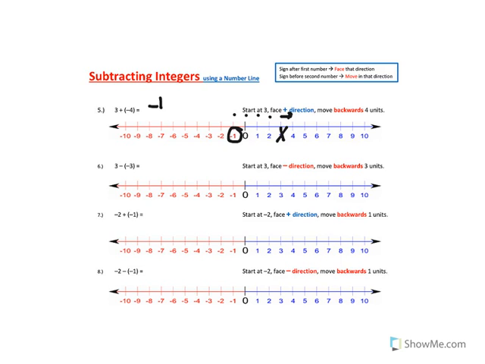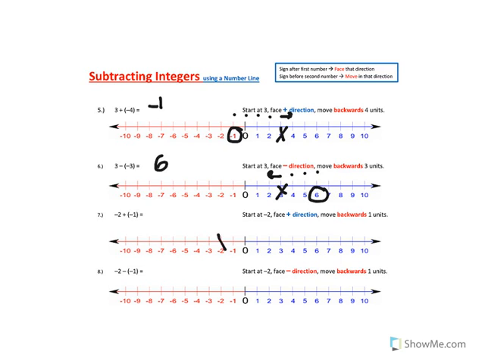Here we're subtracting a negative. All right, we're going to start at 3. This is a tricky one. Start at 3. Face left because the operation is subtraction, but we're going to walk backwards. 1, 2, 3. We end up at 6. So 3 minus a negative 3, we call that snake eyes, is a 6.